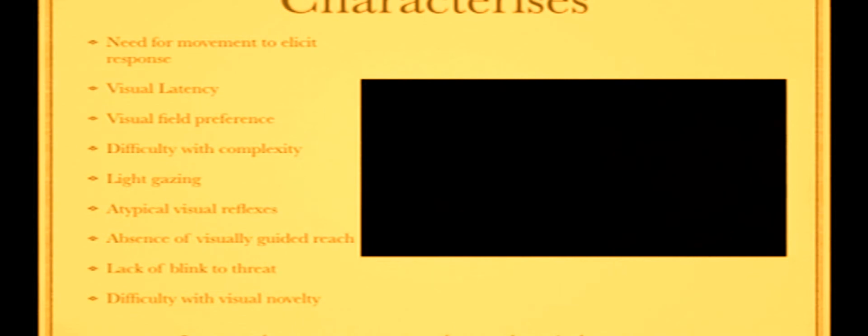Atypical visual reflexes, there is no visually guided reach. You show the object, the child will turn and then grab the object. So that is absence of visually guided reach, lack of blink to threat, and difficulty with visual novelty.